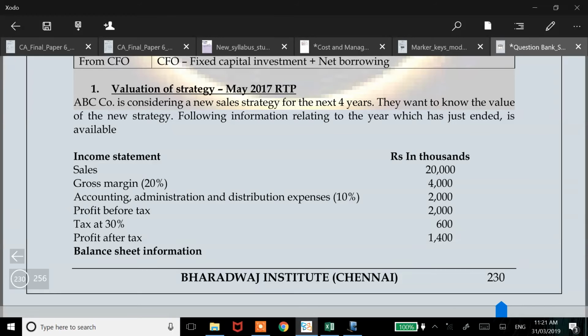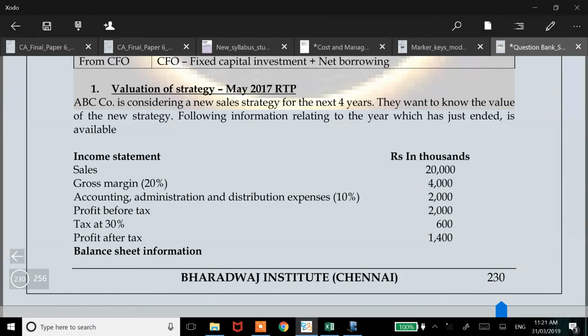Tax is at 30% and PAT is going to be 7% of sales. In effect, if my sales grow by 20%, my PAT will also grow by 20%. Any doubts on that? Sales is growing by 20%, PAT will also grow by 20%.